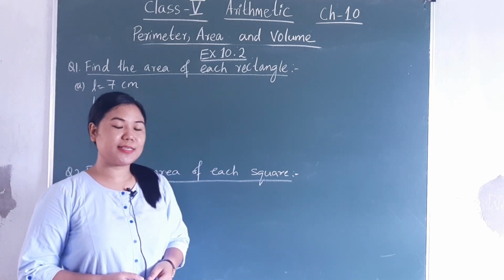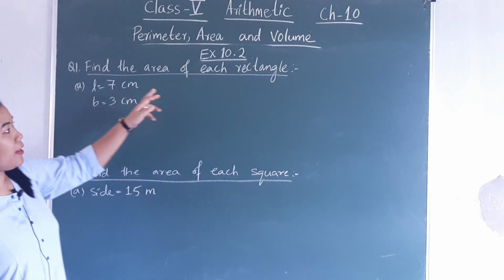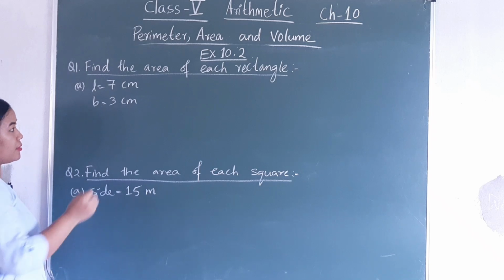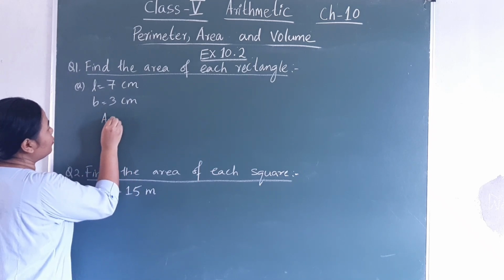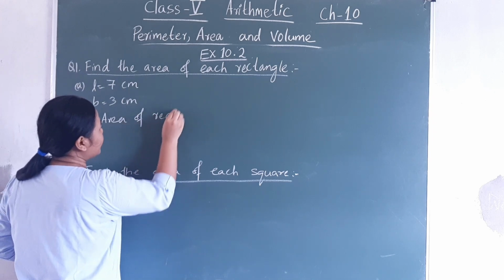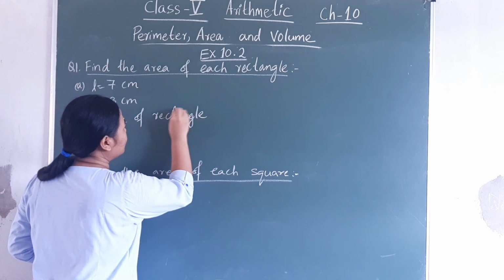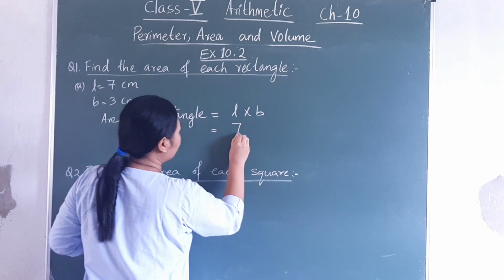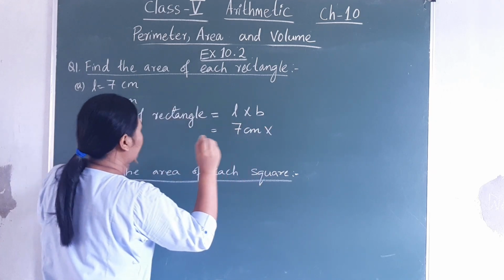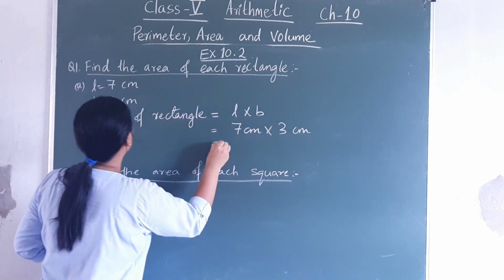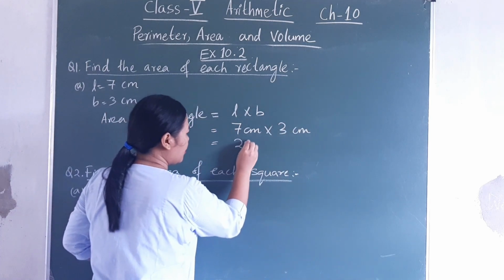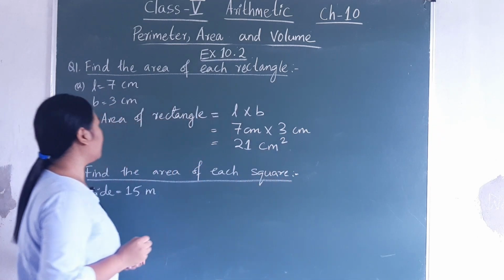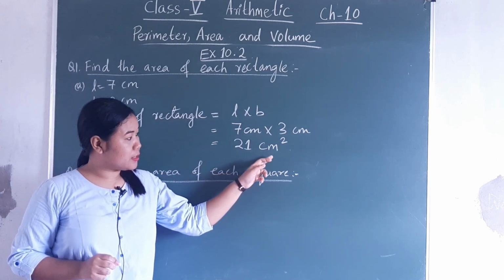Okay, now let us solve exercise 10.2, question number 1. Find the area of each rectangle. So in the first question, length and breadth is given. Area of rectangle. What is the formula? Length into breadth. What is the length? 7 centimeter and breadth is 3 centimeter. So 7 3s is 21. Centimeter into centimeter, centimeter square. So the area of rectangle is 21 centimeter square.